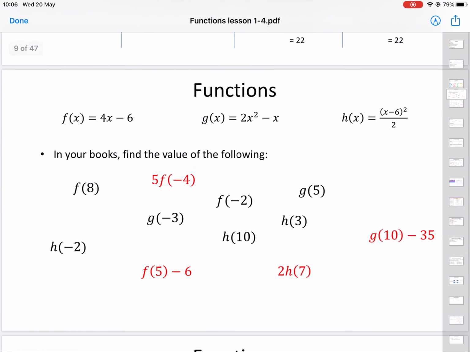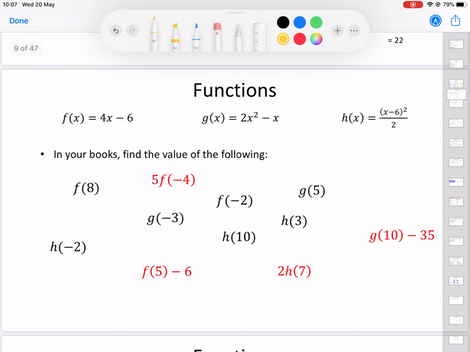So here, you've got some questions to try. Now, I'd suggest trying about 5 of these. Okay, and you can see they're not all the same letter. So, for example, if I chose this question here to try, that's g of 5.